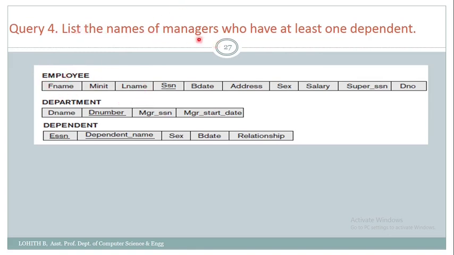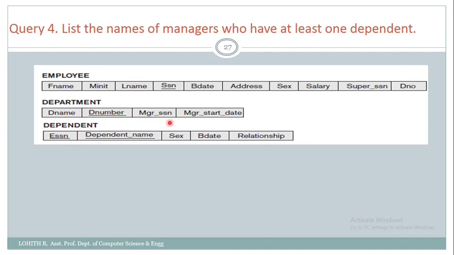Now, list the names of managers. In which relation will I get the information about the manager? We don't get the information of the managers in the employee table. We get the information about the managers in the department table. So I require both department and employee: employee for the list of the names, and department for the information about the managers. And list the names of managers who have at least one dependent. Here we have all the dependents information.